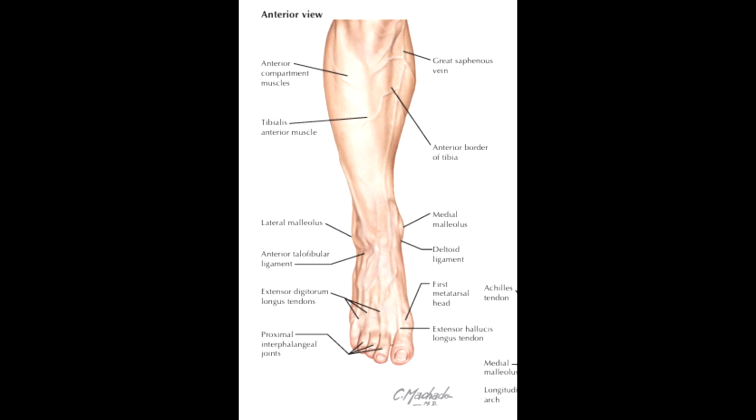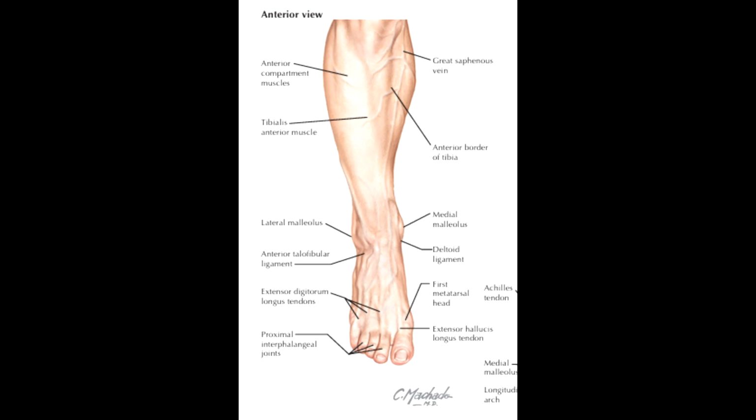Also visible in this anterior view is the great saphenous vein, coursing along the medial aspect of the leg. This vein is the longest in the body, and it is frequently harvested for vascular grafting, such as in coronary artery bypass surgery.